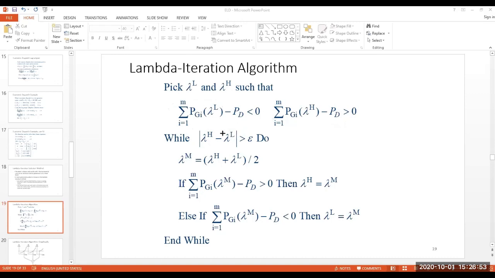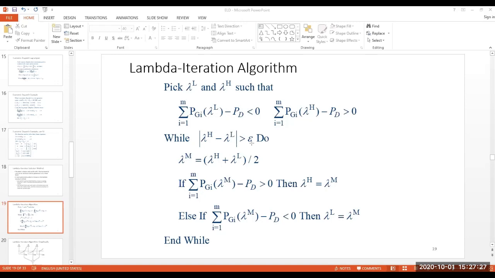Okay, so now let's start the algorithm. I now check this condition: if the absolute value of lambda H minus lambda L is greater than epsilon. Epsilon is my convergence criteria or tolerance value. For any iterative algorithm, you need to define some stopping criteria or convergence criteria. I mean, when will you stop? This is the stopping criteria or tolerance. How much error will you tolerate?